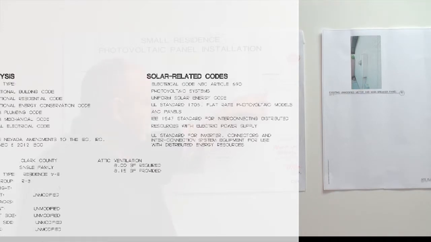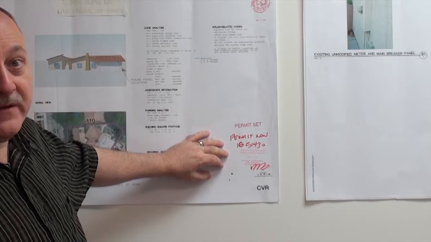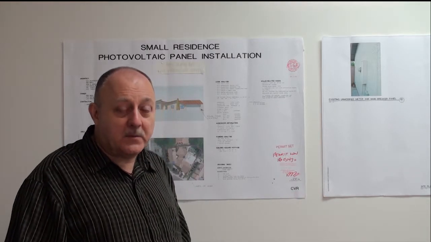solar to comply with. This here is the stamp that the building department puts on the plans. Locally we refer to it as a red stamp set, which means that it was approved by the building department.